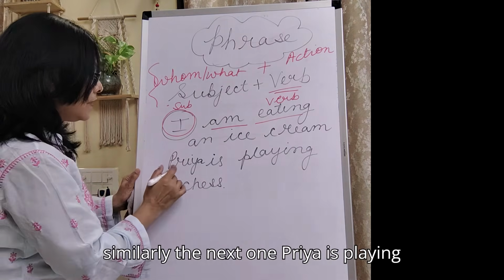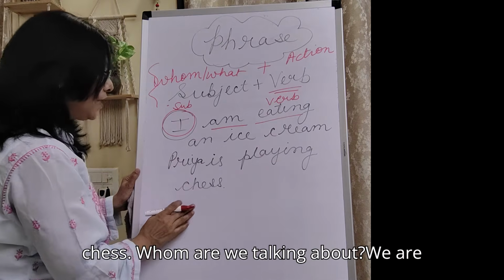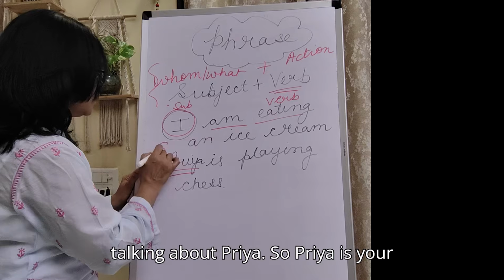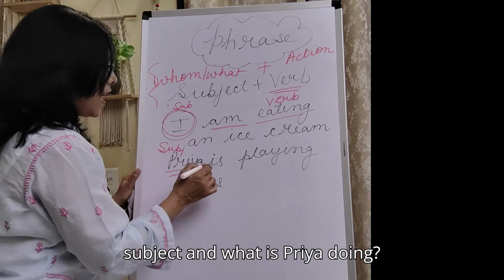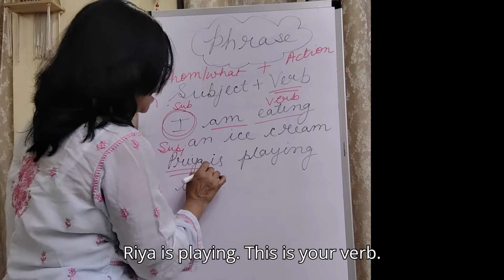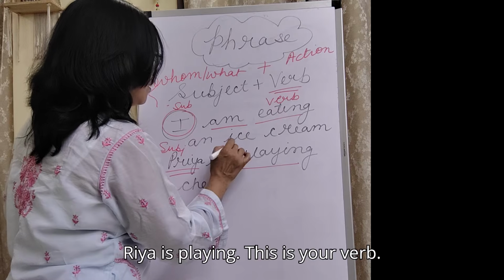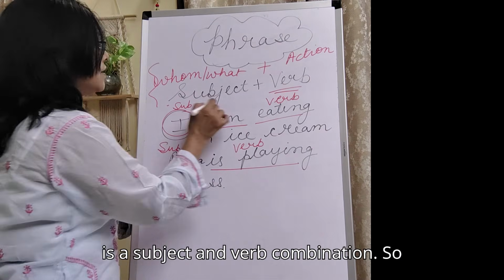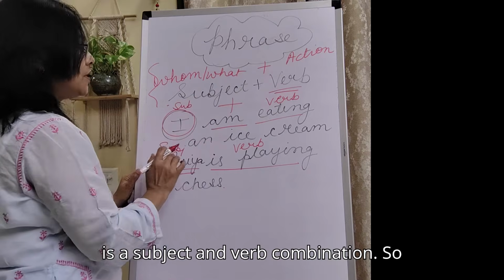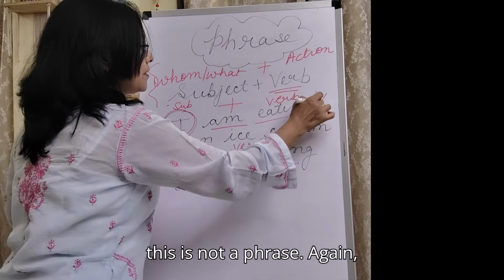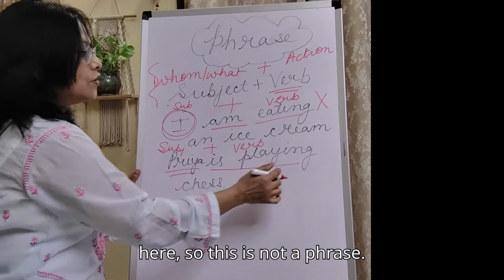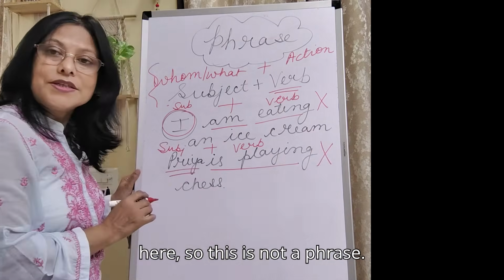So, similarly, the next one, Priya is playing chess. Whom are we talking about? We are talking about Priya. So, Priya is your subject. And what is Priya doing? Priya is playing. This is your verb. This is the action being done. So, there is a subject and verb combination. So, this is not a phrase. Again, there is subject and verb combination here. So, this is not a phrase.